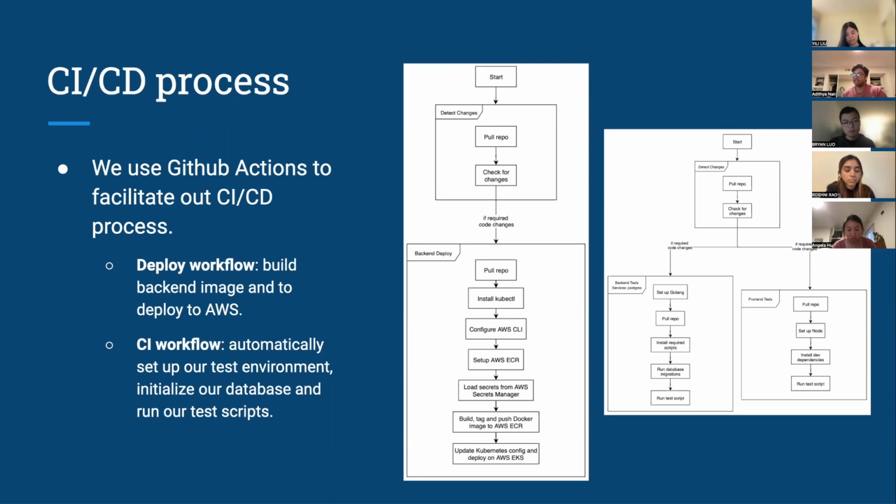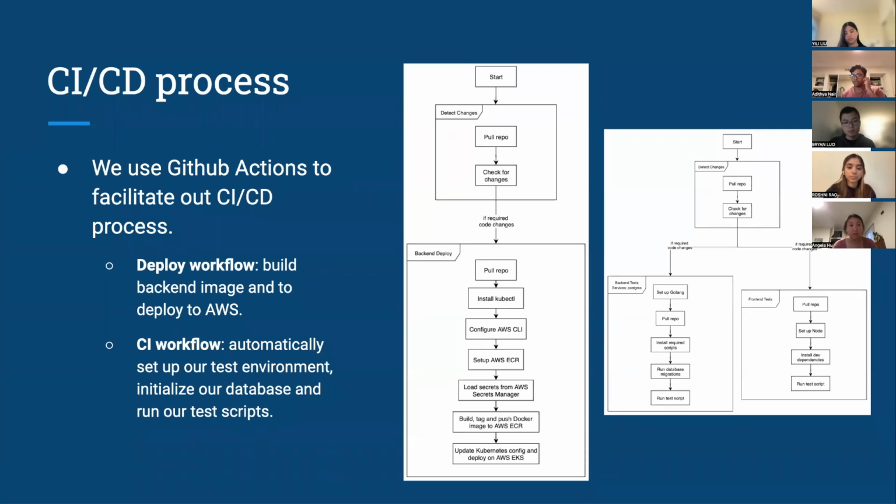So the image on the left, which is our deploy workflow, the first thing you can see is we would detect changes to make sure the changes made in the new PR that we're trying to deploy would be backend related. And if it was, we would set up AWS, build our image, upload it to our ECR repository, and then deploy our changes onto Kubernetes.